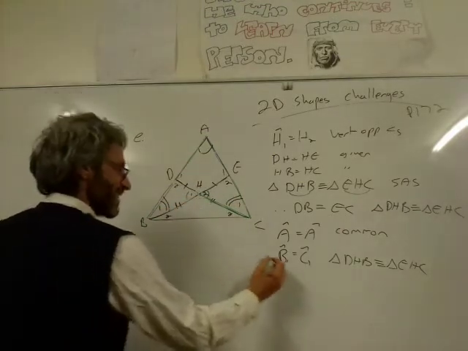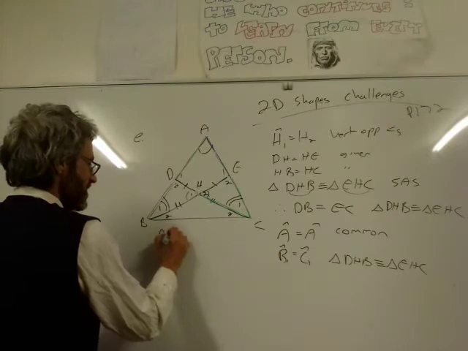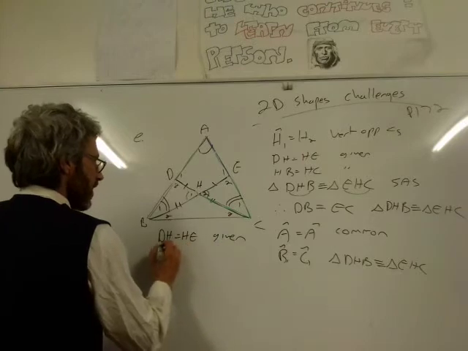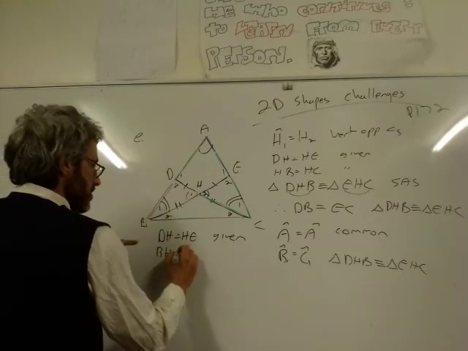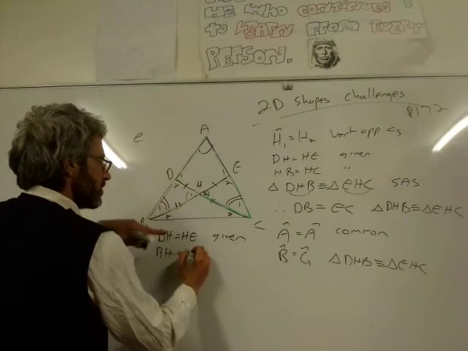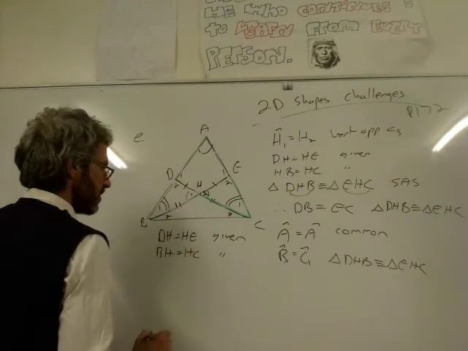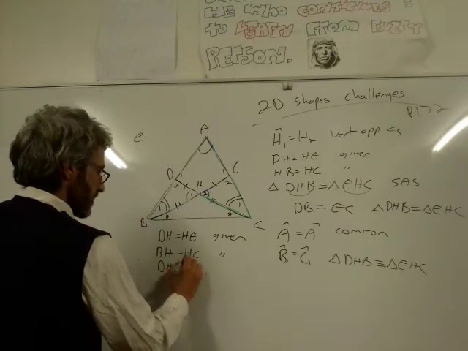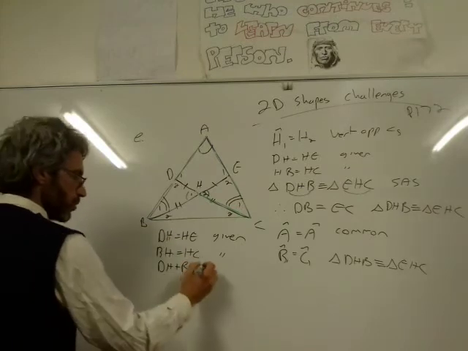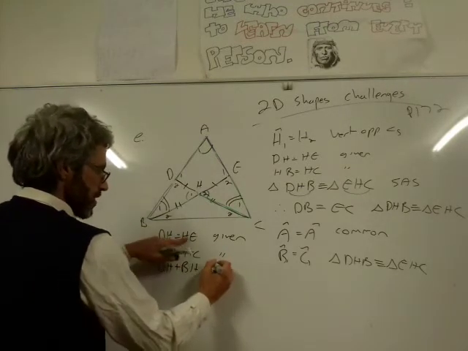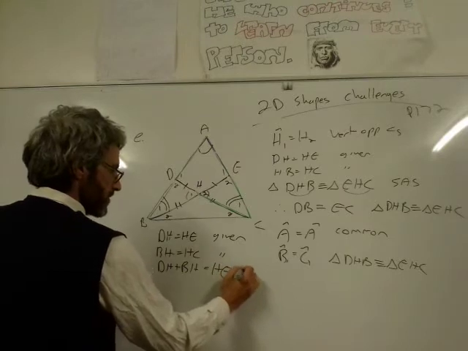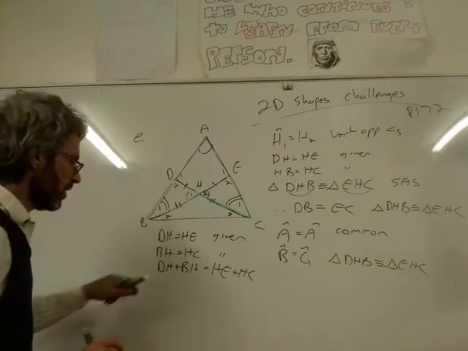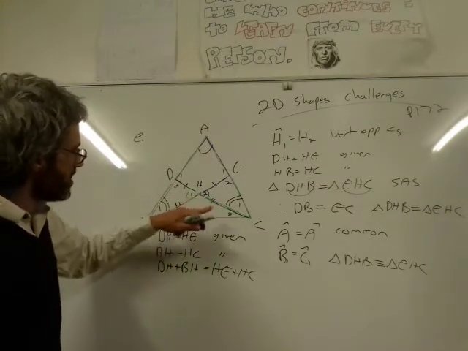Okay, so how do we write it? I would write it like this. I would say DH equals HE, given, and BH equals HC, also given. Therefore, DH plus BH, if I'm adding those two, will be equal to HE plus HC. If that is equal to that, and that is equal to that, then those two together will be equal to those two together.